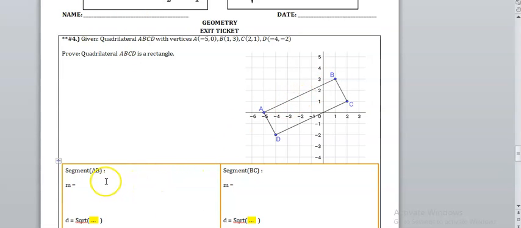I'm going to get both points for AB. A is -5, 0 and B is 1, 3. The slope rule says that the y is on top, so I'm going to write that here to make it clear. I'm going to make this x1 and y1. I like to choose my 1s on my left and my 2s on my right.